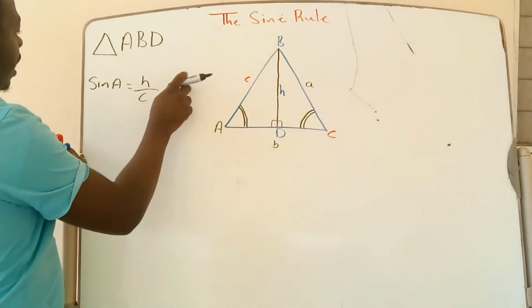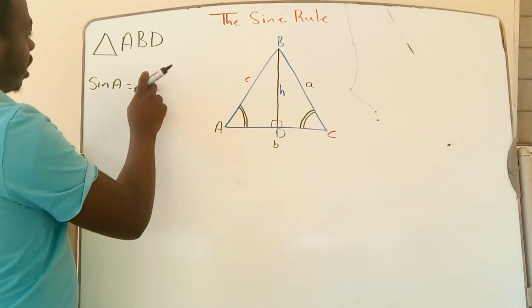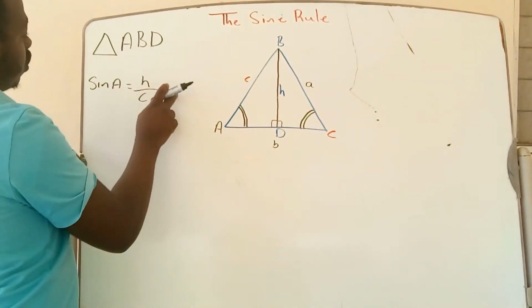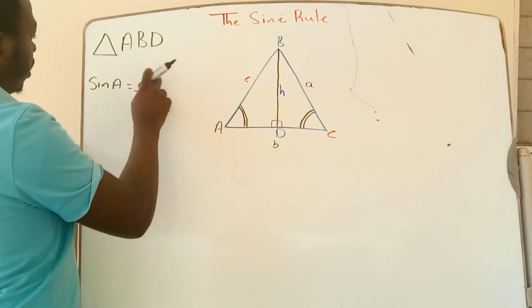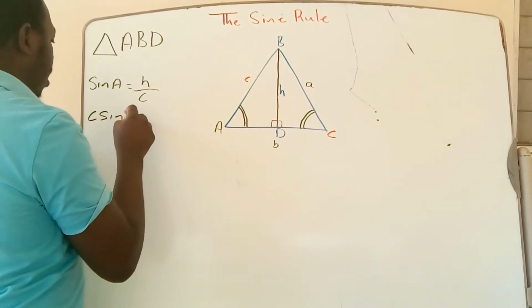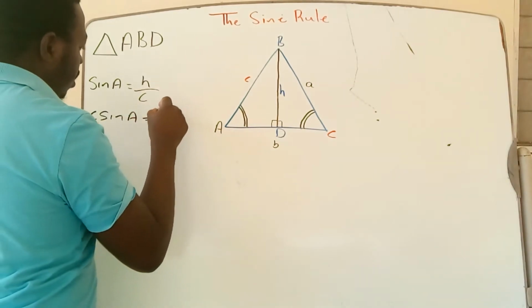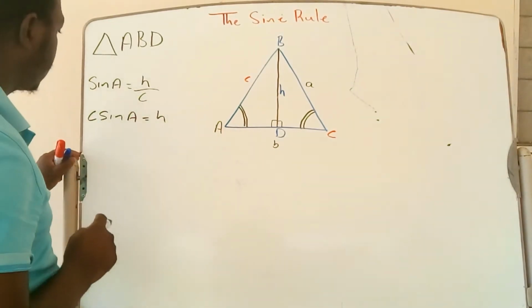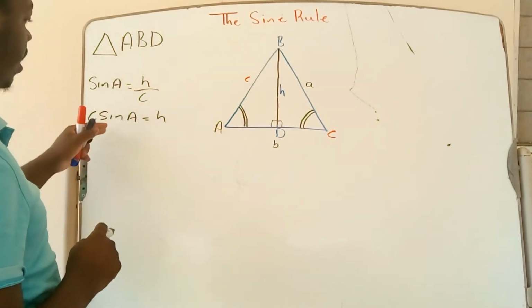But what does this imply really? We could make H the subject of the formula, right? By just multiplying both sides by c. So if we multiply both sides by c, we basically get c sine A is actually equal to H. Clear there? That's if we write it in terms of H.